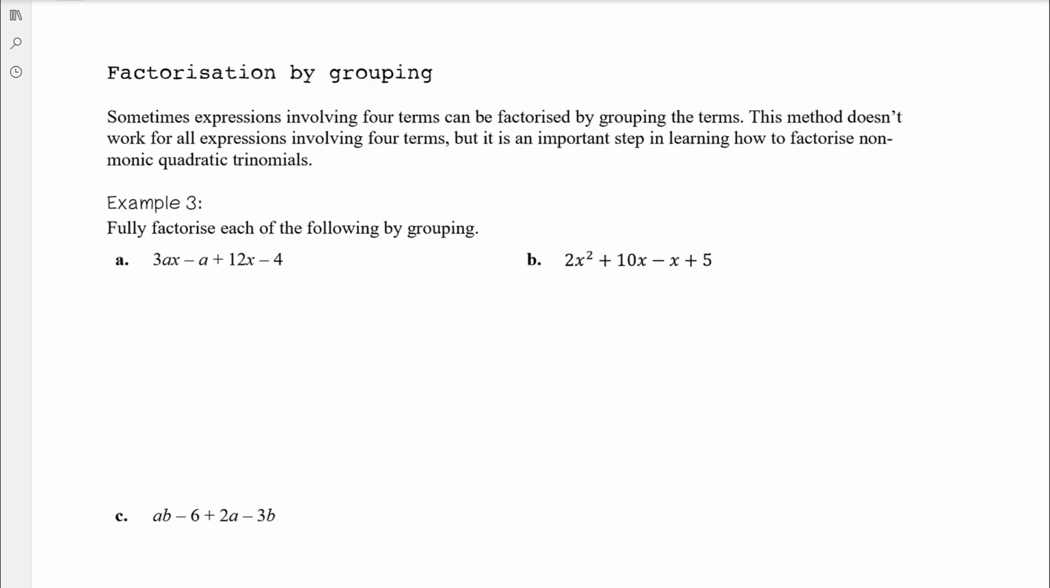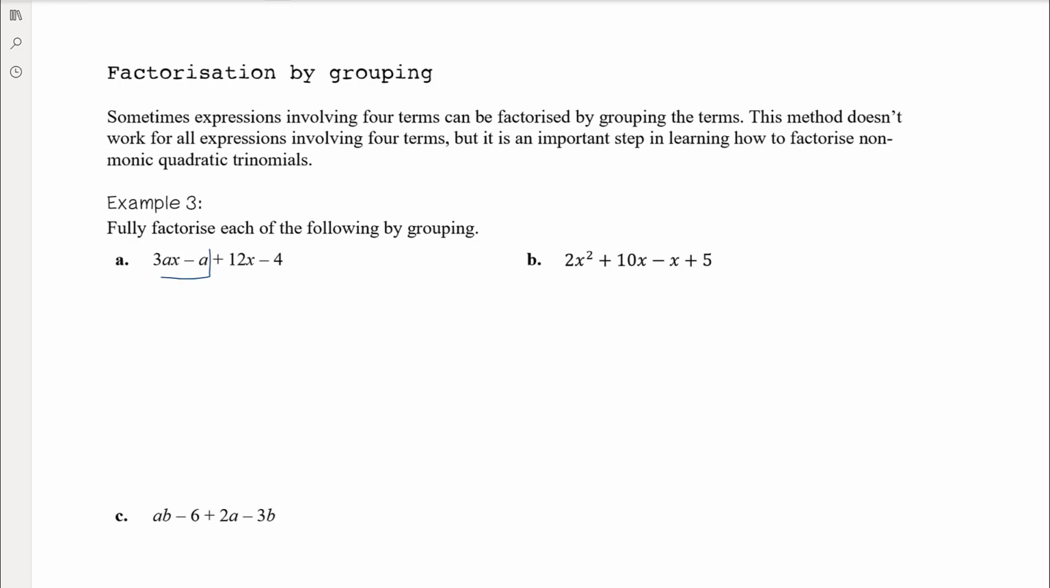So sometimes expressions involving 4 terms can be factorised by grouping the terms. It doesn't work for all expressions involving 4 terms, but as I said, it's an important step in the process we're going to look at in 2 videos' time. So we want to factorise each of the following by grouping. What this essentially involves is if you've got 4 terms, you want to focus on grouping 2 of those terms together and the other 2 terms together and looking for common factors in those 2 terms. So sometimes that might require reordering your expression.